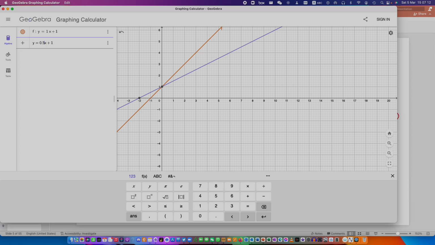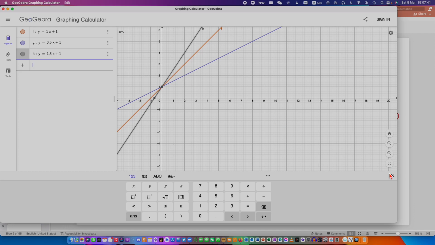Okay? Enter. Orange is 1. Purple, 0.5, for the gradient. Okay. Next. So just now we decreased the gradient, right? Now increase the gradient. 1.5. Can you see the black one?